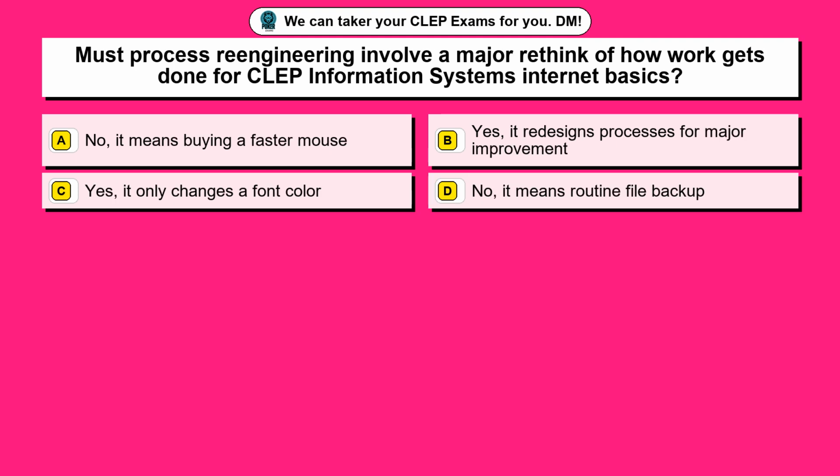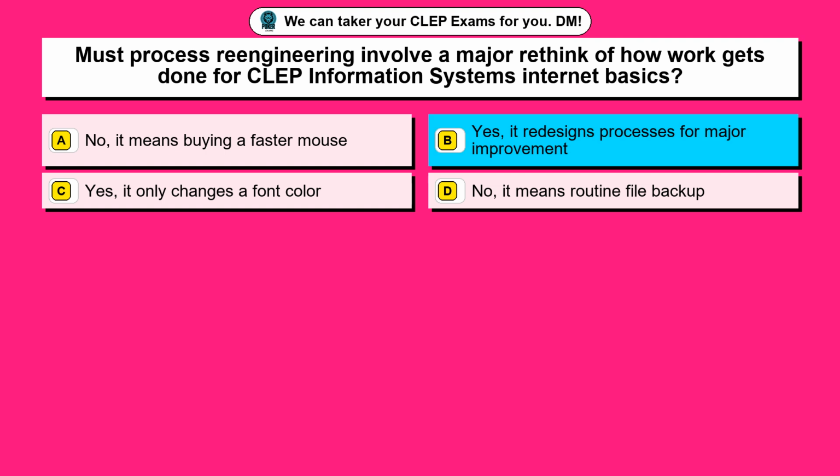Question 17. Must process reengineering involve a major rethink of how work gets done for CLEP Information Systems Internet Basics? Option A. No, it means buying a faster mouse. Option B. Yes, it redesigns processes for major improvement. Option C. Yes, it only changes a font color. Option D. No, it means routine file backup.